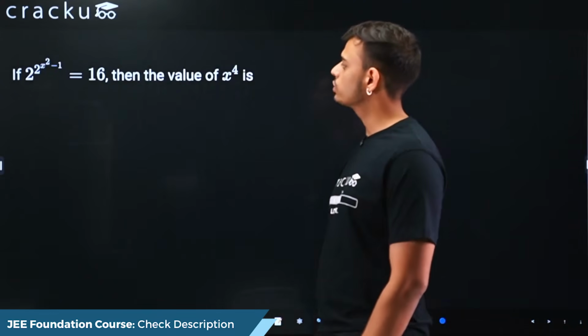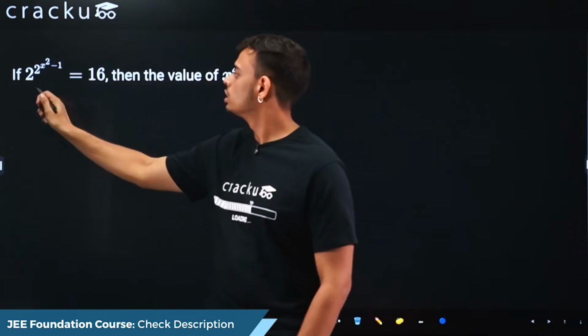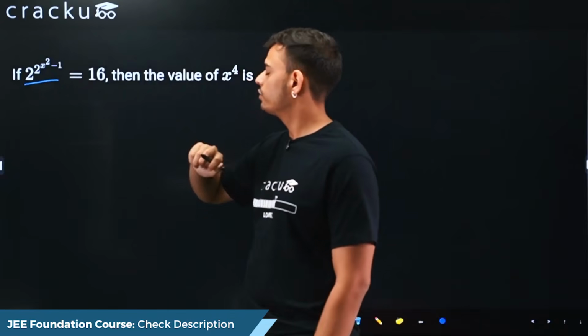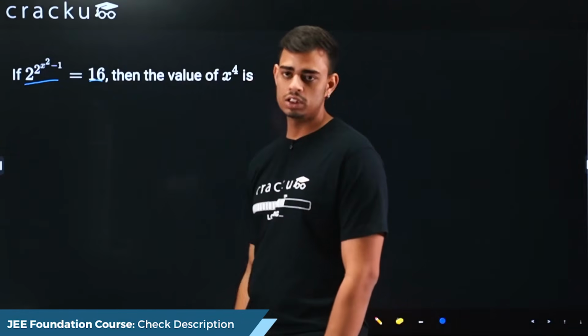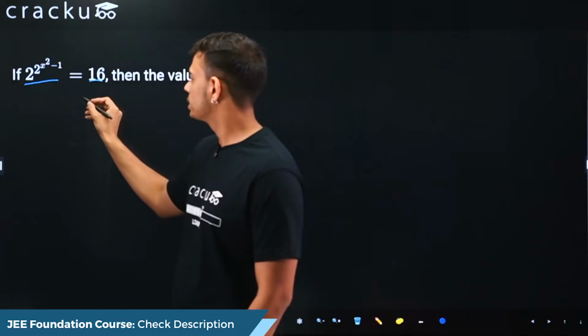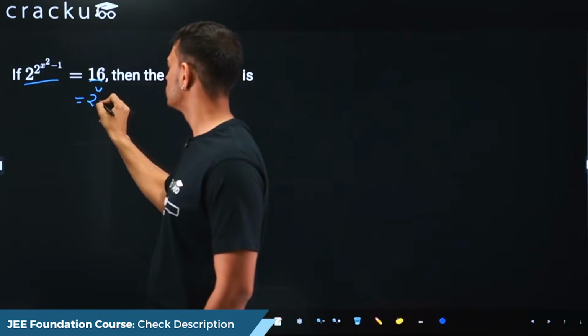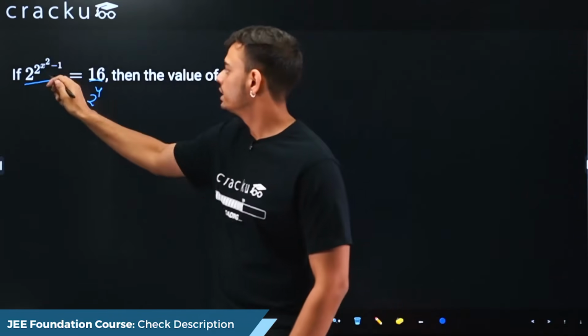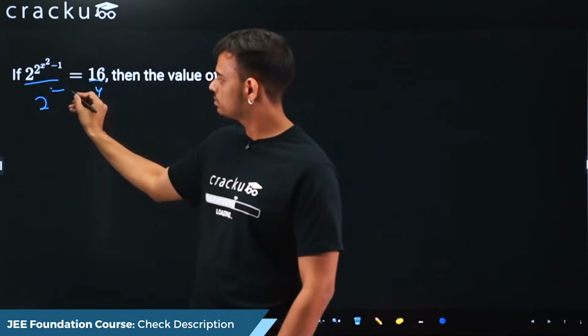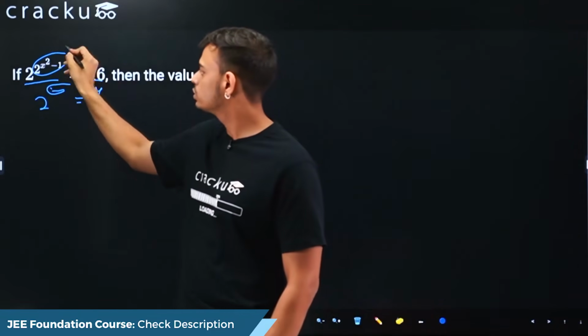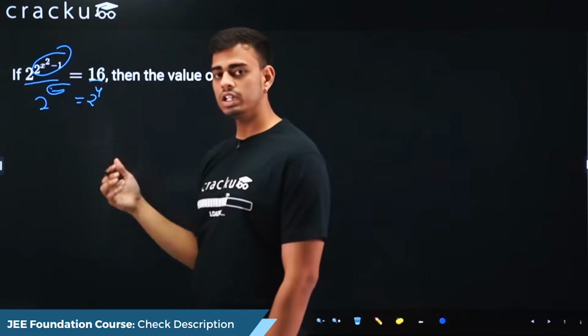Okay, so in this question, we have this expression in the form of a power of 2, and this is equal to 16. We know that 16 can be written as 2 raised to the power 4. 16 is 2 raised to the power 4, and this is 2 raised to the power something. So this something, which is this part, is equal to 4 for sure. Then only it is possible.